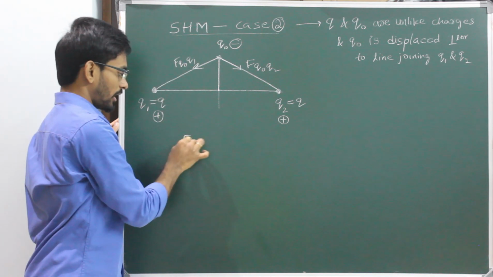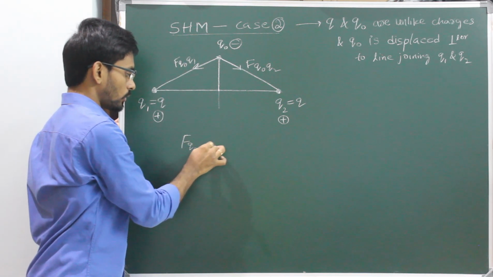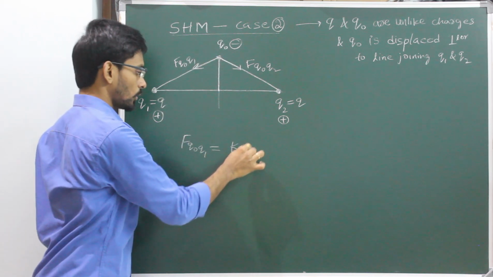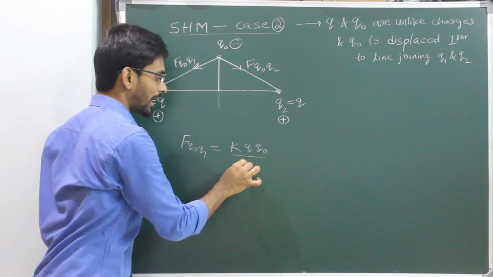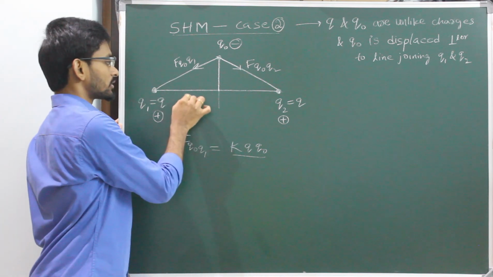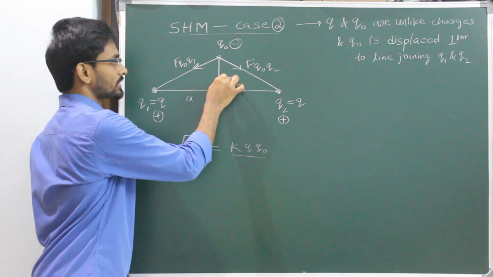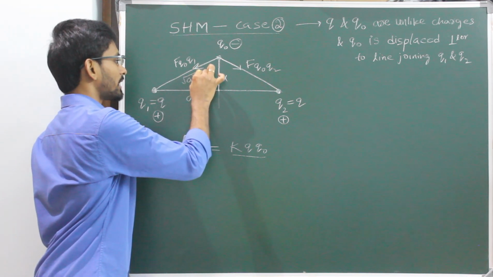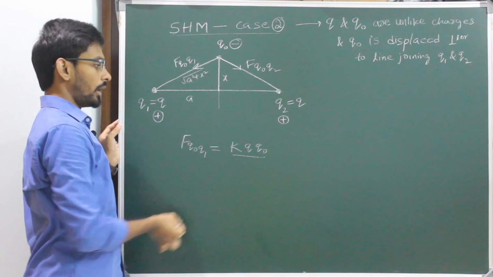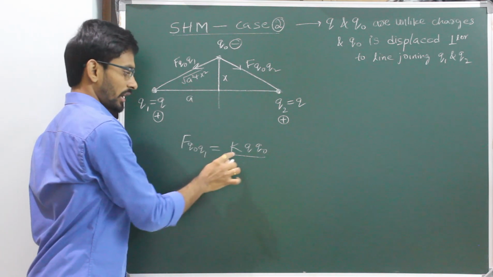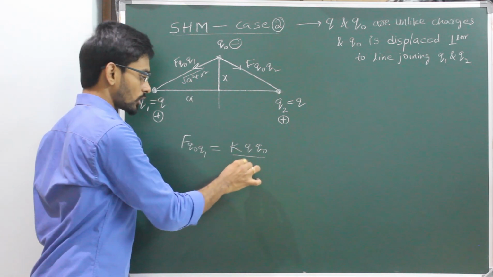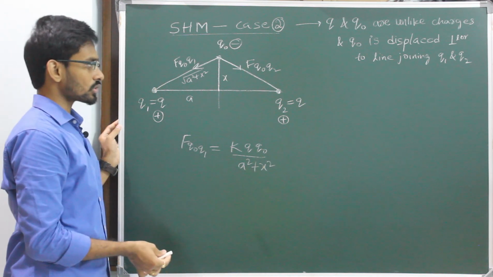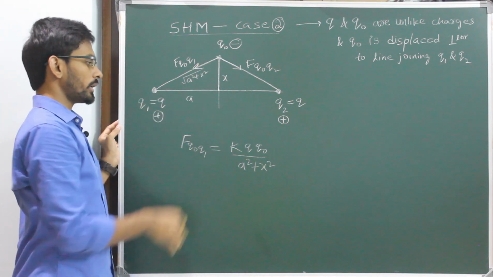So the force on q naught due to q1 will be k into q1 q2, that is q into q naught, by r square. So what is the distance here? This is a and this is x. So this distance r will be under root of a square plus x square. So k into q1 q2 by r square, so it will be a square plus x square. So this is the force on q naught due to q1.